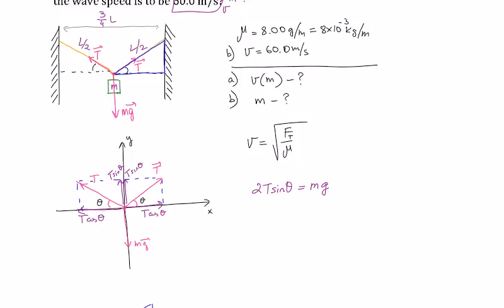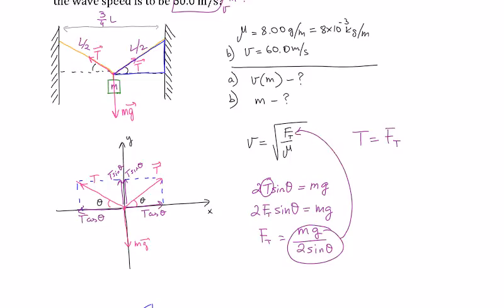So I think we decided that we're not going to use the tension as a T, but it's too late already. So this tension is the same as a force of tension. So let's write force of tension sine theta equals mg, and then from here I can find force of tension equals mg over 2 sine theta. Okay, so now I can take this one and plug it in here.